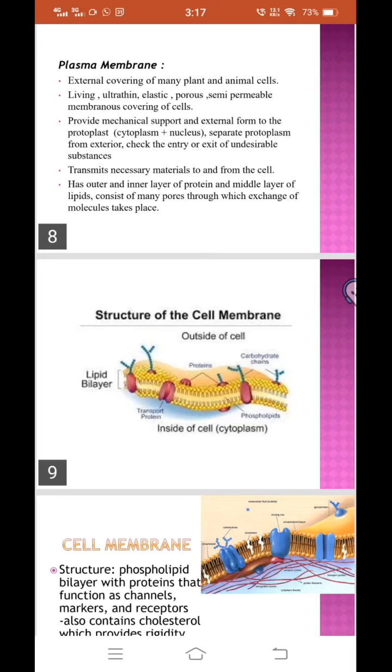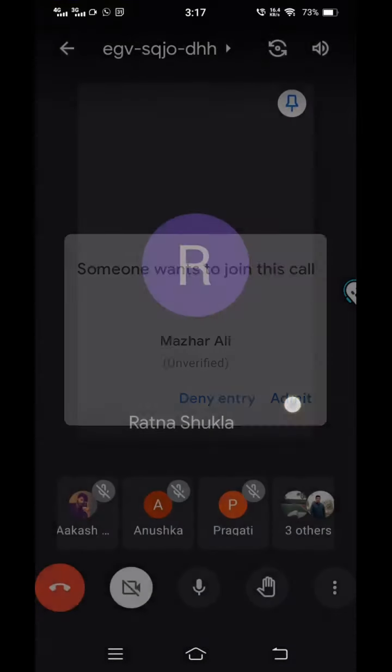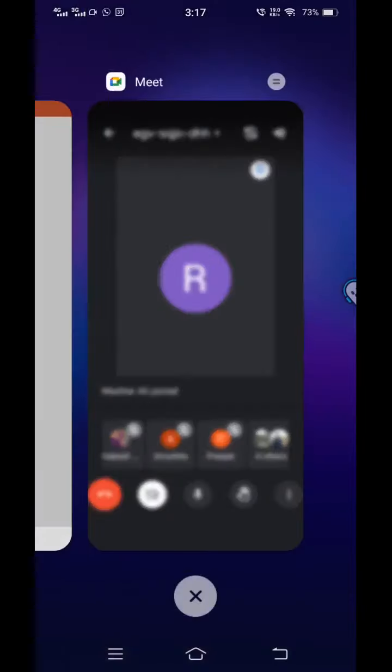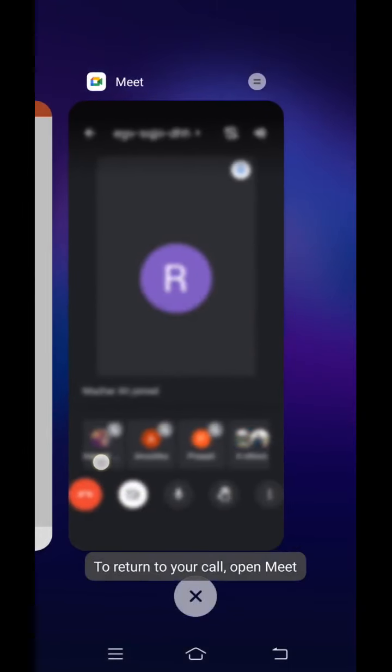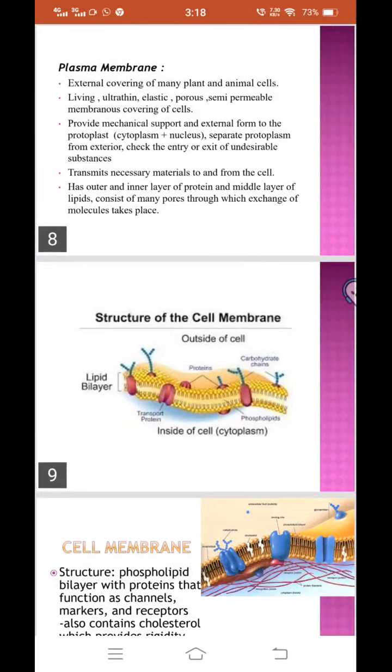So ये जो हमारा प्लाज्मा मेम्ब्रेन होता है, this plasma membrane allows the passage of certain substances, यानी कि जो substances important होते हैं, which are beneficial to the cell, those substances are passed into the cell, and the waste material is passed from the cell to the outer world.